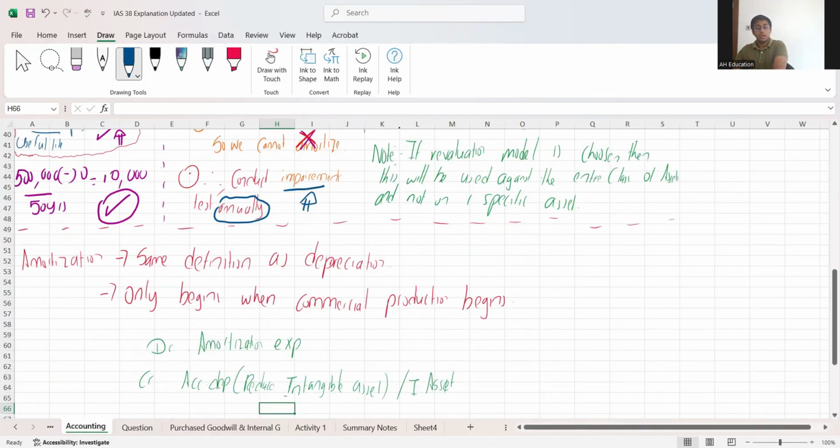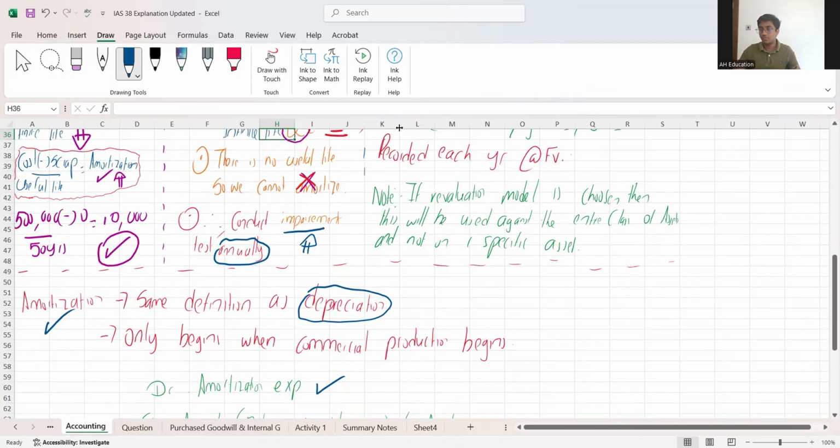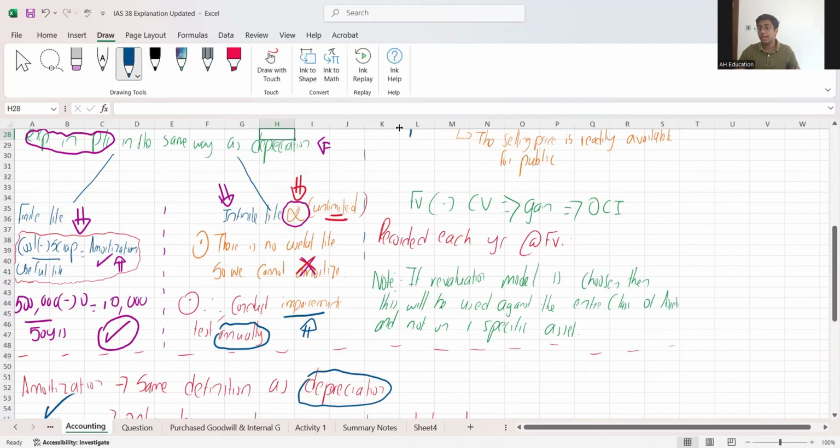Right. So amortization is the same thing as your depreciation, right? The double entry would be: debit amortization expense and credit your accumulated amortization, right? So you need to reduce your intangible asset. That is the amortization when you are doing intangible assets.